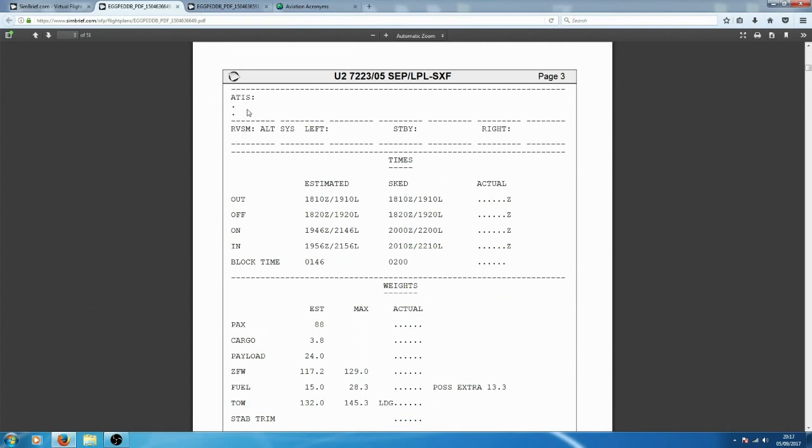ATIS, that's also your ATIS. What does ATIS stand for? Airport Traffic Information Service. So essentially it'll give you your local weather. You can put all that in here like so.